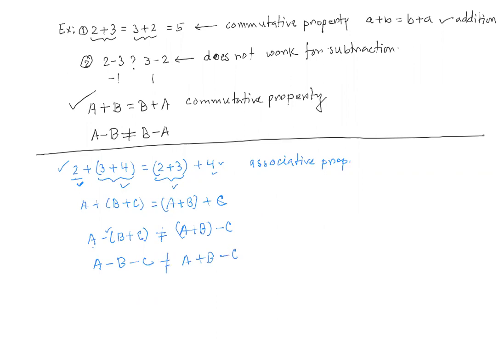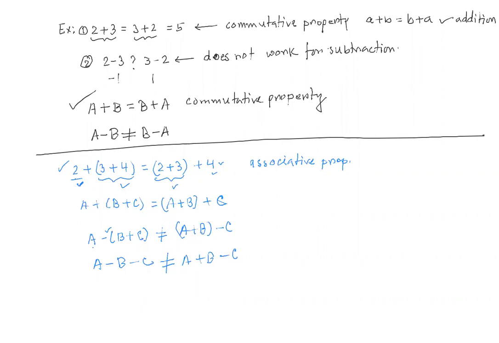They are not equal. So associative property does not hold true for subtraction. So these are the two rules for addition. Your commutative property that you're familiar with, it holds true. Your associative property that you know about, it holds true for matrix addition. But for subtraction, none of these two hold true.